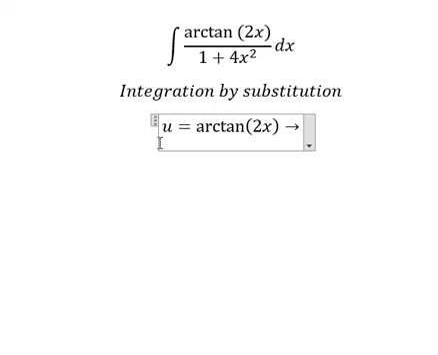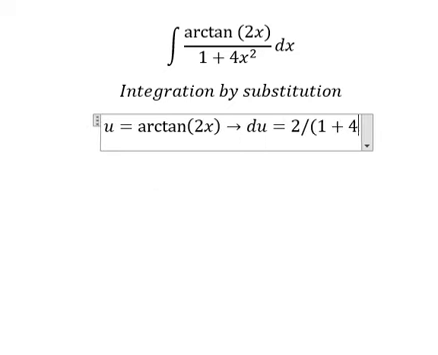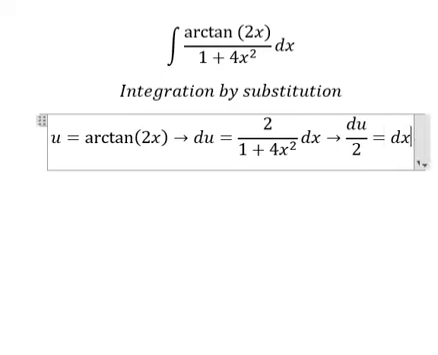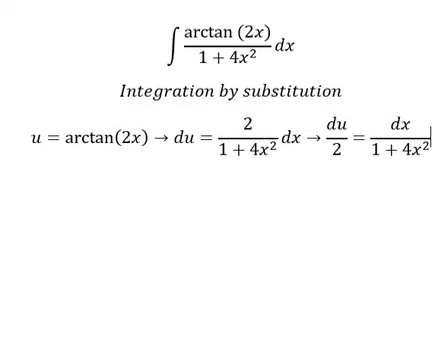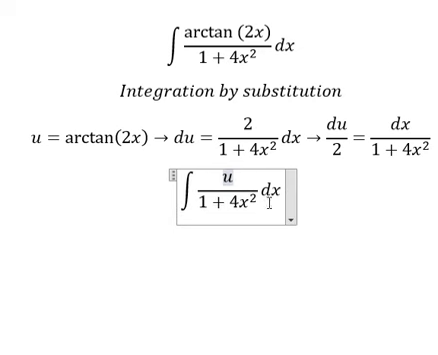After that, we need to first take the derivative of both sides, and we have du equals 2 over 1 plus 4x squared dx. Because we don't have the number 2 in here, we need to divide both sides by 2. So this one we change for u. This one we change for u over 2.